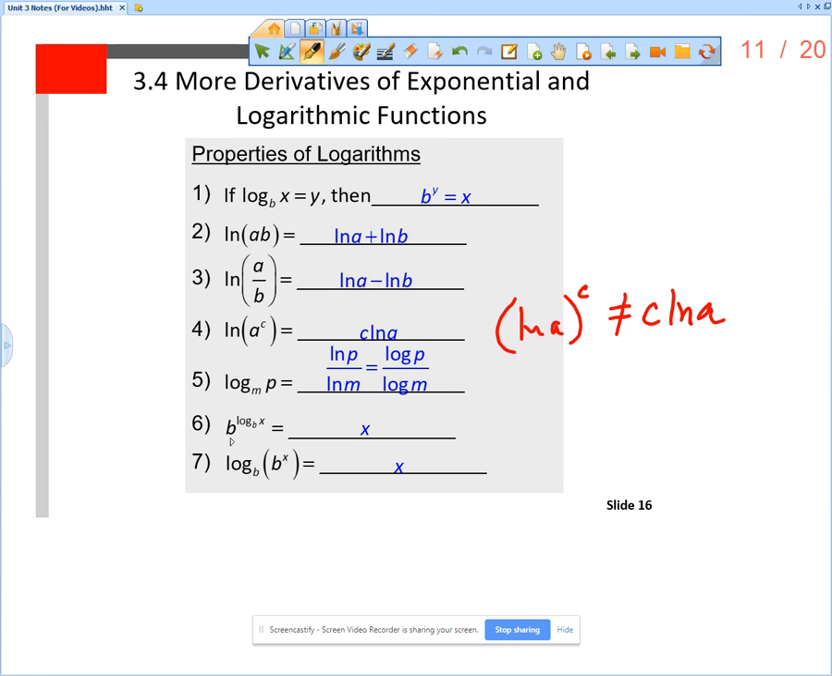All right. And then 6 and 7 are based on the inverse properties of exponentials and logarithms. So b to the log base b of x, well, b to the log base b are inverses, and so those would actually just cancel each other out or undo each other, and so we end up with just x. Or the log base b of b to the x is actually also just x, because those things cancel each other out as well. All right, so those are some properties of logarithms that you should be familiar with. Remember, those are just a review from pre-calc. All right, so that is slides 14 through 16.